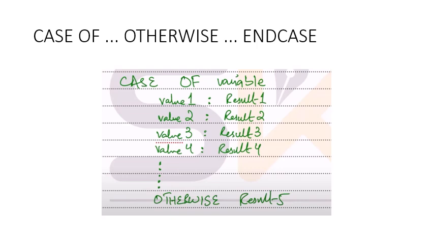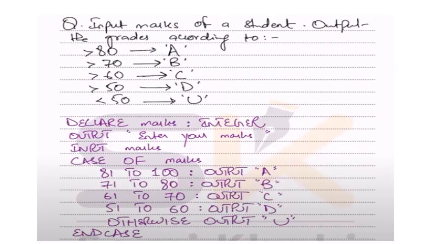This is the syntax of variable, but in the next slide I will explain how we will solve a particular problem using CASE OF, OTHERWISE, ENDCASE. Here, for example, if marks are greater than 80, it should display A. If marks are greater than 70, it should display B. So declare marks as integer.